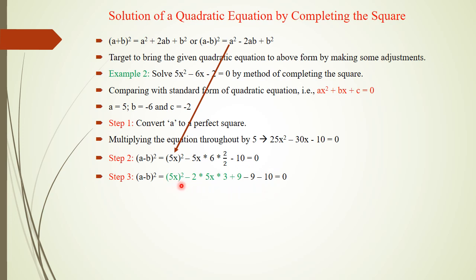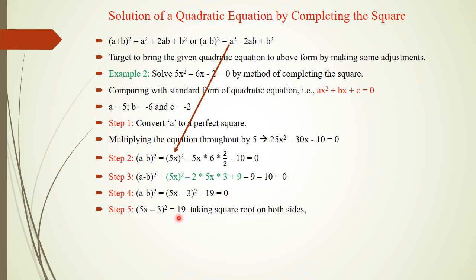Now you can see that the highlighted part in the green portion will give me the a minus b whole square formula. Here a is my 5x and b is 3. 5x square, that is a square, minus 2, a is 5x, b is 3, and b square is 9 here. Therefore I'll represent this whole green part as 5x minus 3 whole square, minus 9 and minus 10 is minus 19 here. When I simplify this, I'll bring this minus 19 to the other side, that will be plus 19.